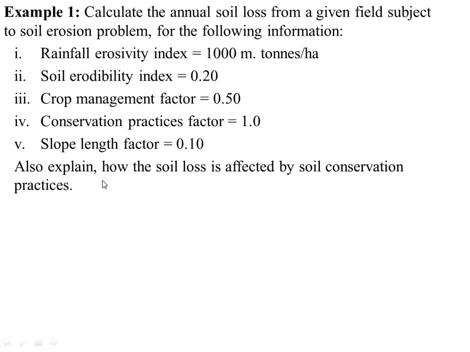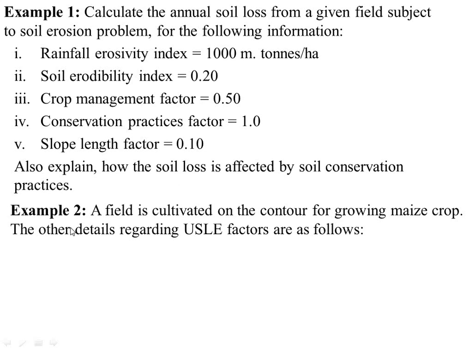So here R is given, K value is given, C value is given and P value is given, and for the LS factor obviously we have L and S known. Also explain how the soil is affected by soil conservation practice, so that obviously we can know the values of all the factors and thus put them in the equation and calculate. That simply means you want to use the USLE equation for estimating soil loss from a given condition. Then we have to obviously obtain the value of all the factors R, K, LS, C and P to be able to apply this equation.